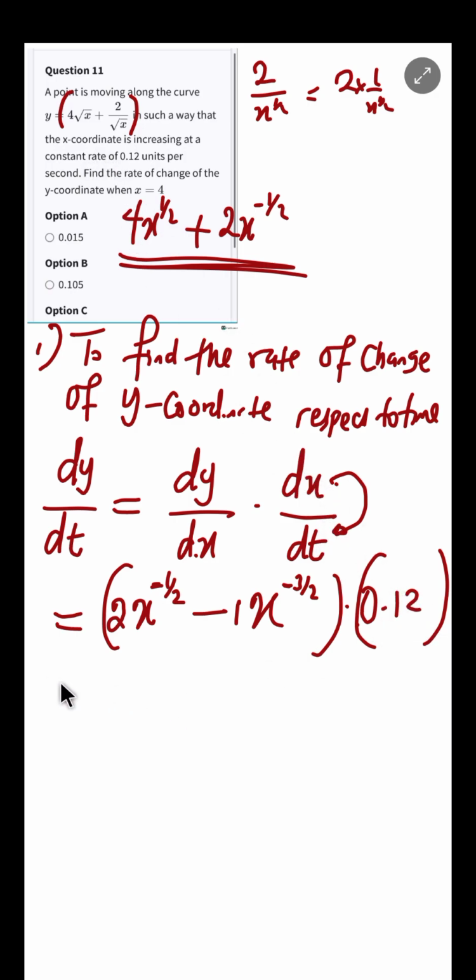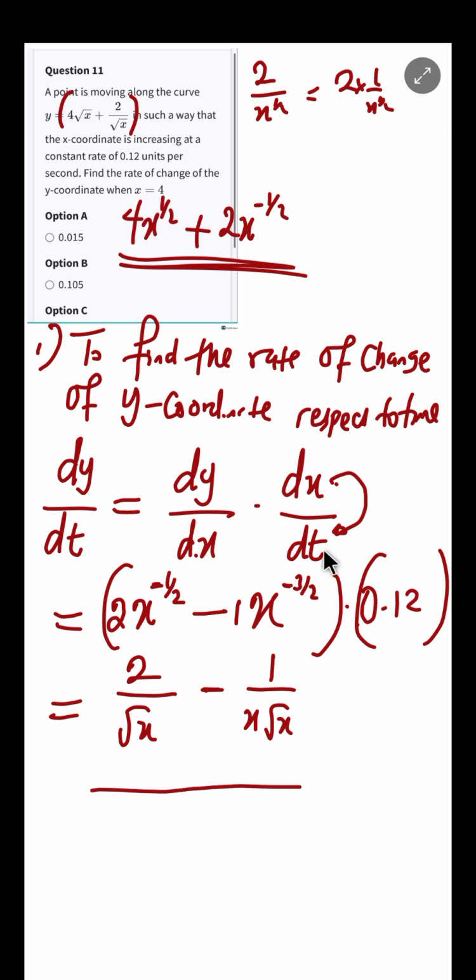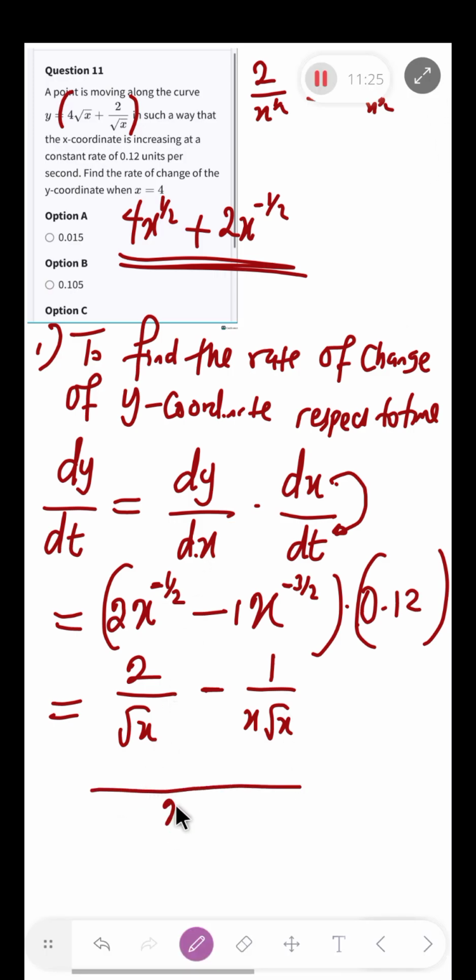So therefore, here in this case I have 2 over root x minus 1 over x to the power of 3 over 2, and x to the power of 3 over 2 is x root x, right? So if I find the LCM in this case, the LCM is x root x. If this cancels this, I have 2x left. Then minus, if this cancels this, I have 1, times 0.12. Recall that you have to find the rate of change of y coordinates when x is 4, and this is the rate in this case of y coordinates.